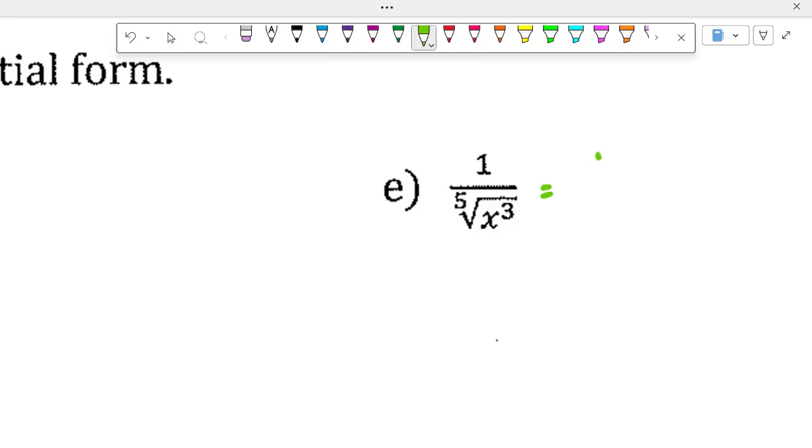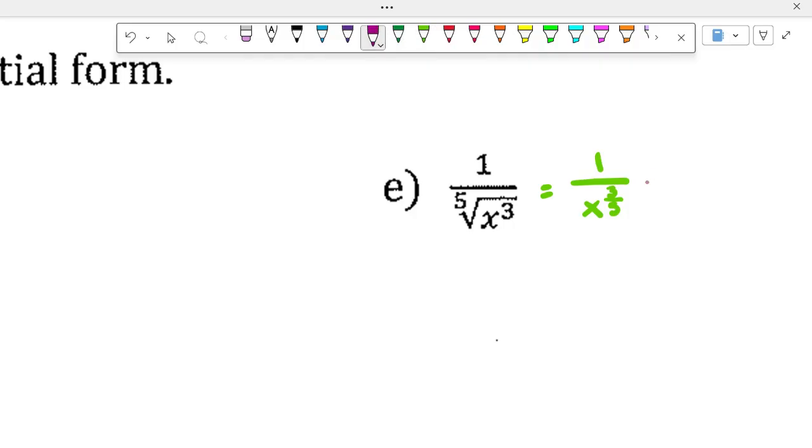Now, we know our answer is going to be over 1. So how do I change the 5th root of x cubed to a fractional exponent? So we know we're going to have x. What's my numerator? So what's the numerator? What's the power? 3. What's the root? 5.